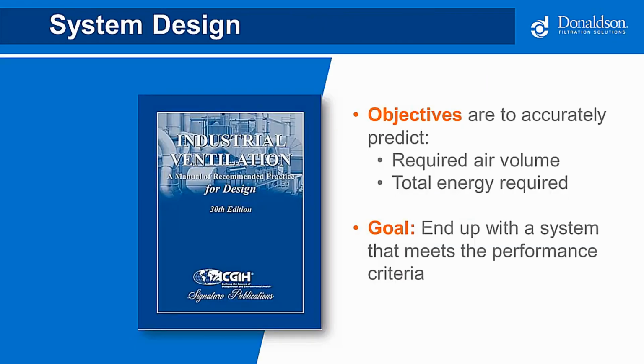So when designing an industrial ventilation system, we have 2 main objectives. First, we want to accurately predict the air volume in CFM that is required to effectively capture and control that mist at the point of generation. And then secondly, we want to minimize the total energy required in horsepower to produce those airflows.